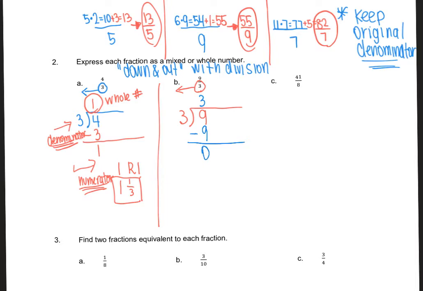So my answer would be, last chapter, 3 remainder 0, or just 3. Now, if I wrote this as a fractional remainder, I would get 3 and 0 over 3. But 0 over anything, or remainder 0, just means my answer is 3. So this is a whole number. This is not a mixed number. This is a whole number. I have no remainder. It goes in evenly, and I'm all done.